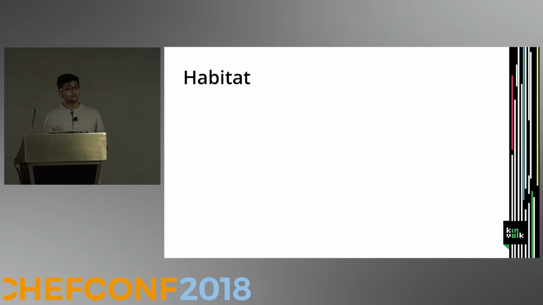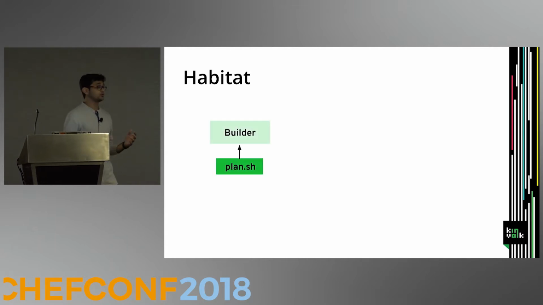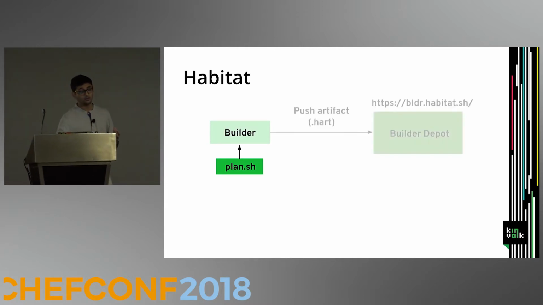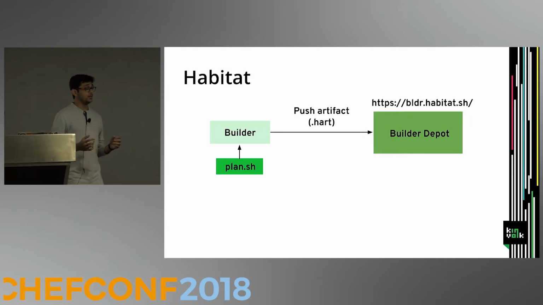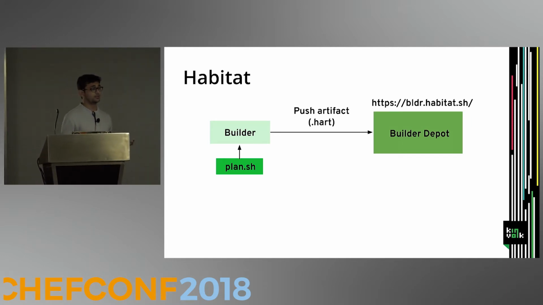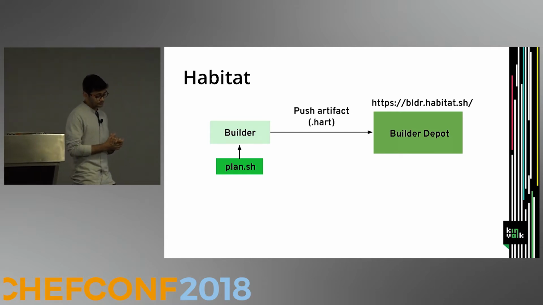Now, it's all well and good to play around in the studio, but if you really want to be building your services, building your artifacts, you want something on the cloud. That brings you to the Habitat Builder. The builder takes the plan.sh file and outputs a Habitat artifact and pushes it up to what's called the Builder Depot, which is normally located at bldr.habitat.sh.